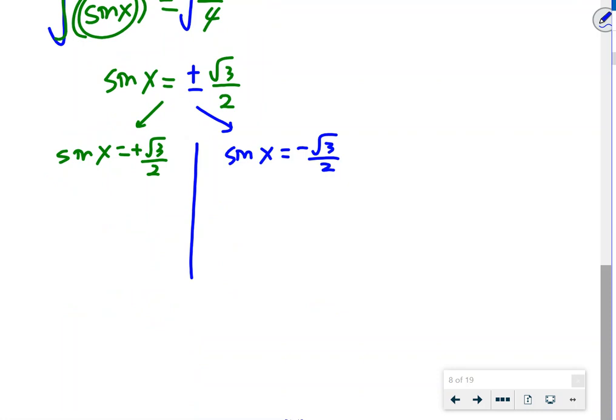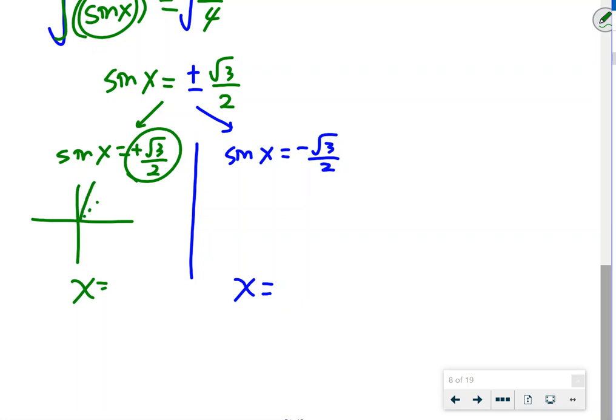And I want you to know, from each of these two, you may get multiple answers. I want to say usually 2 from the unit circle. You are getting multiple answers, so make sure you don't miss any of those. First one, let me look at sine value radical 3 over 2. Sine's positive in quadrant 1 and 2.